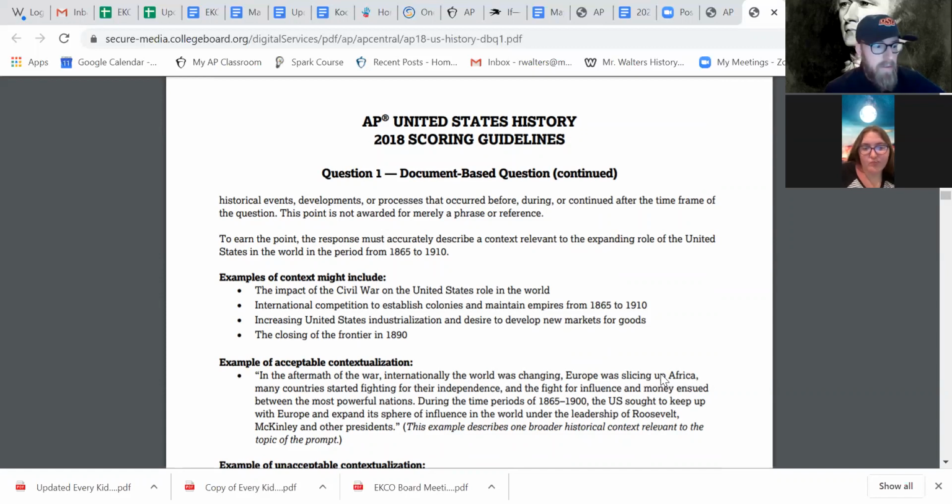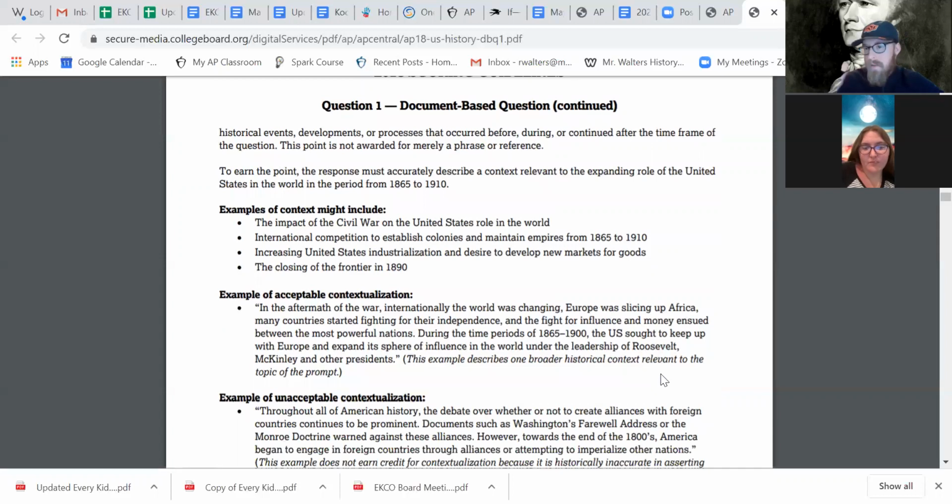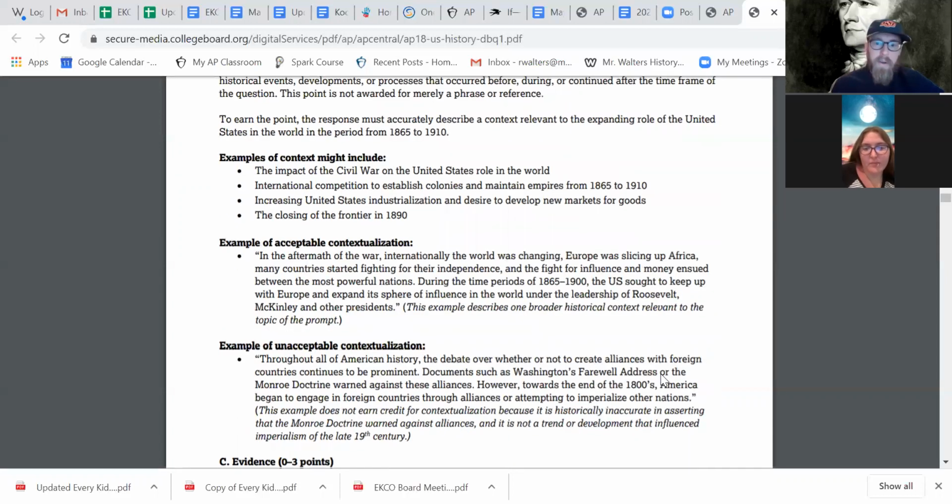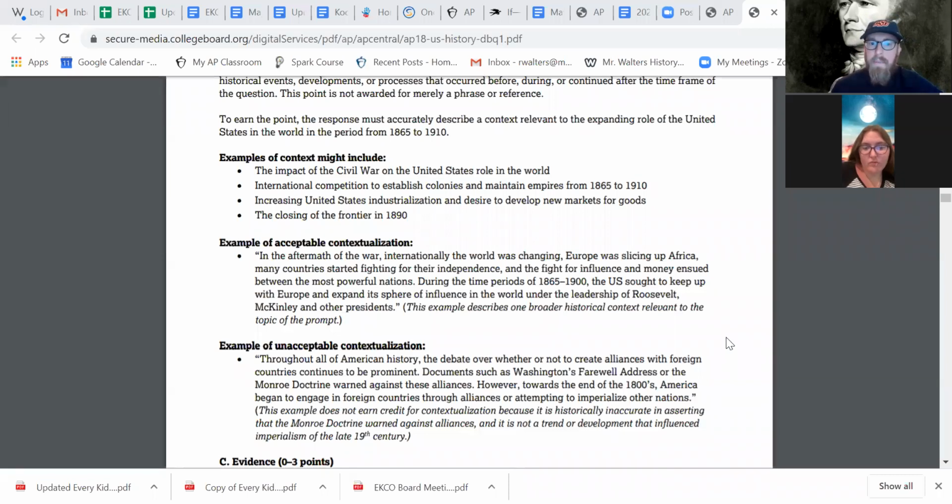You could talk about how the closing of the frontier created this desire to gain more land. So any of those, they said, are four good examples of what you could put in context. By the way, they're not saying those are the only ones you can use. They're saying those are some they identified, but that's not a complete list. So again, just some examples they're throwing at you so you can see what would be good. So let's now take a look at an acceptable contextualization.